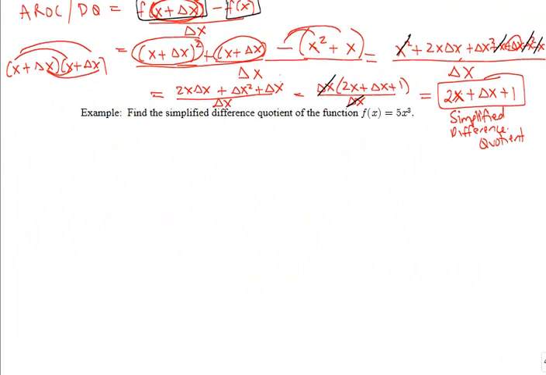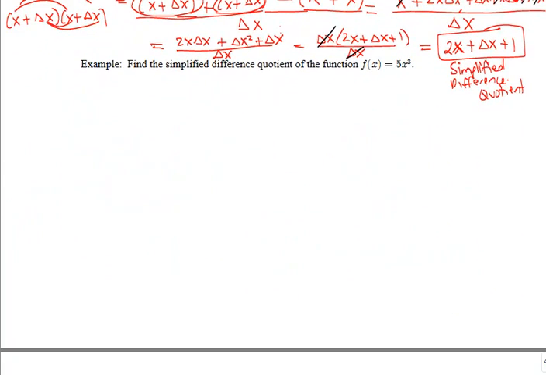Now, the question might also be worded where they don't give you a specific x and delta x to plug in at all. They might just say, find the simplified difference quotient, which means you have to go through all of this algebra that we just did, and your final answer will be a formula like we got on this last example, this 2x plus delta x plus 1. So let's try this again for the function 5x cubed.